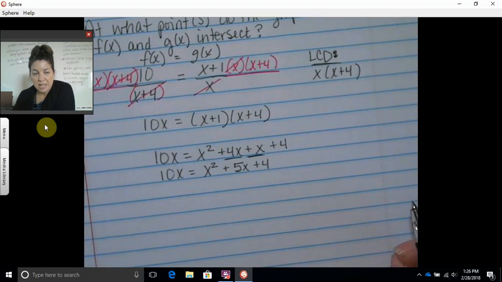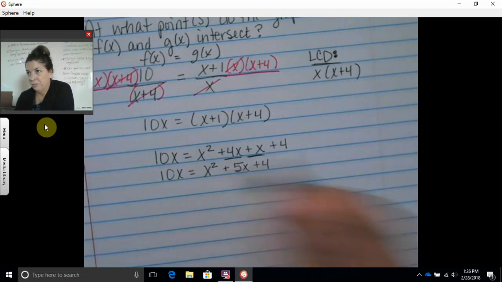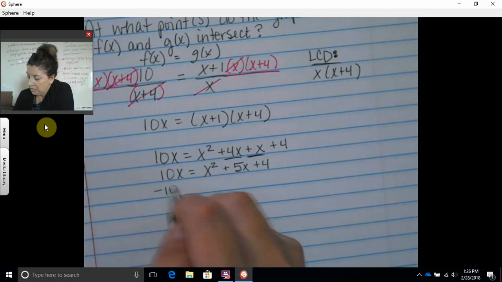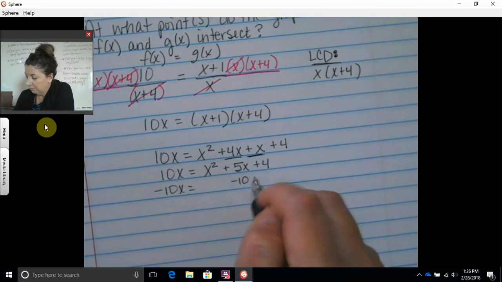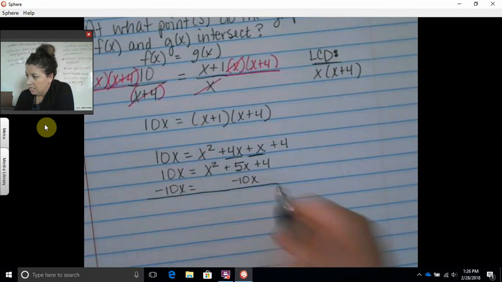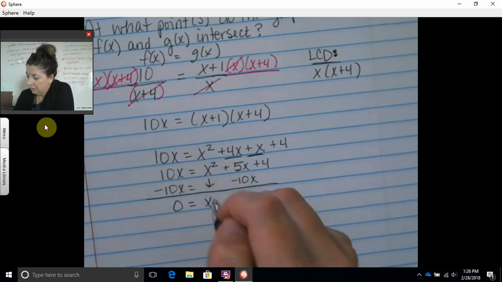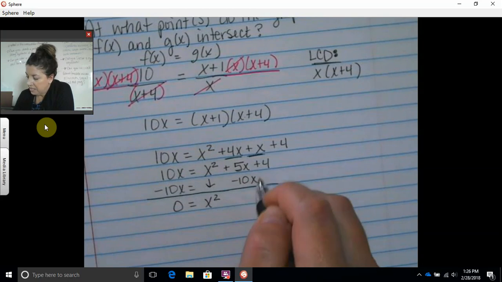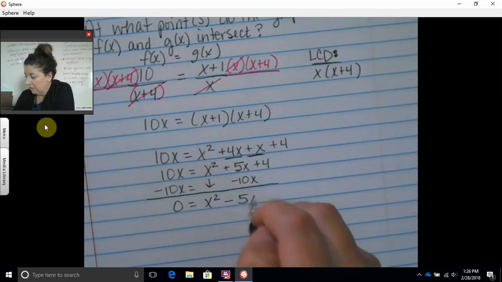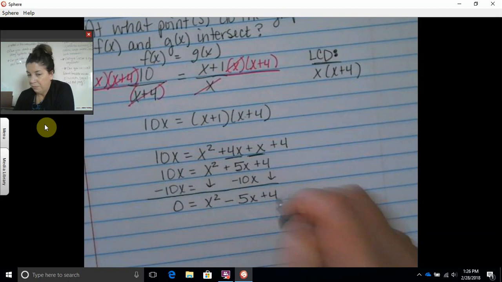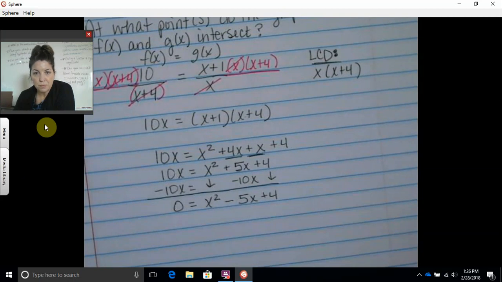Am I going to be able to just isolate x, or am I going to have to get it set equal to 0 and in standard form? Set equal to 0, because I've got quadratic terms and linear terms, right? So I'm going to bring the 10x over to the right side so that I have 0 on the left. On the right, bring down the x squared. Positive 5x minus 10x make negative 5x. And bring down the positive 4. So now I have a quadratic. I have to solve for x.